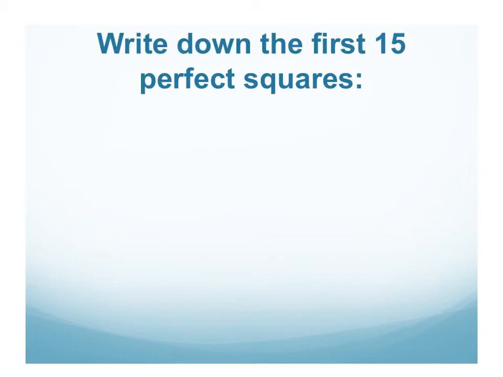Okay, so first thing is I want us to write down the first 15 perfect squares. So I'm going to give you a few examples. 1, 4, 9. 1 is 1 multiplied by 1. 4 is 2 multiplied by 2. 9 is 3 multiplied by 3. 4 multiplied by 4 is 16. 5 times 5 is 25. 6 times 6 is 36. 7 times 7 is 49.